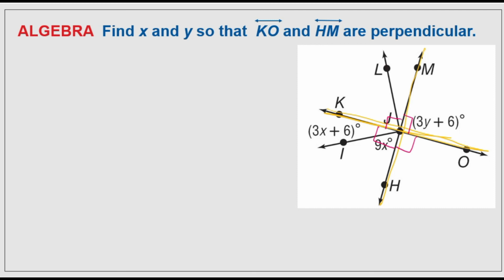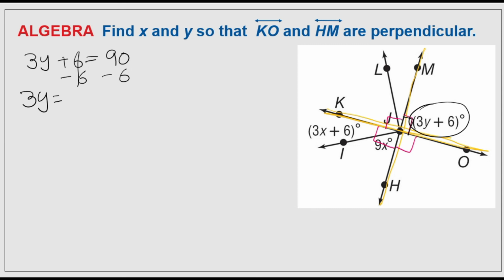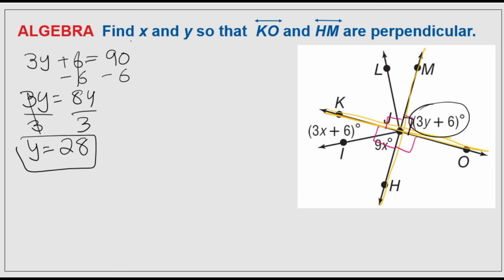The first equation, for y, is so simple because this whole thing is equal to 90 degrees. So we can write 3y plus 6 equals 90. Solve for y, minus 6 from both sides. 3y is 84. Divide by 3, divide by 3. y will be equal to 28. That is the value of y.